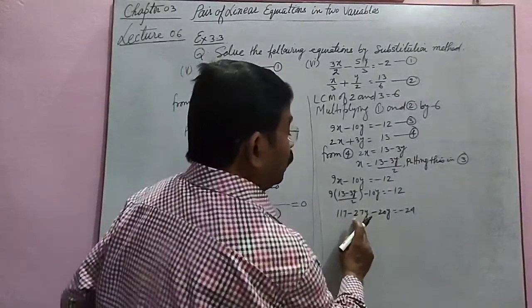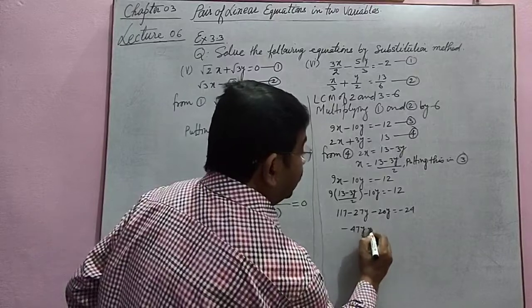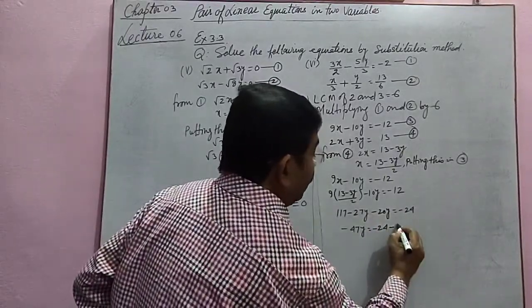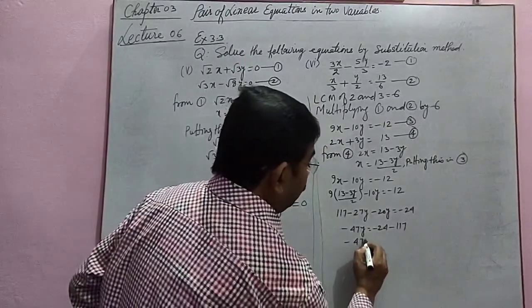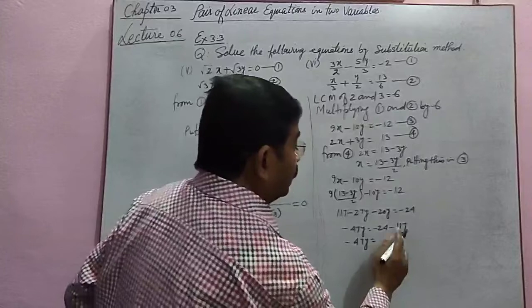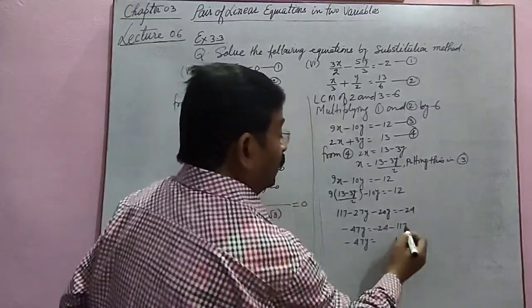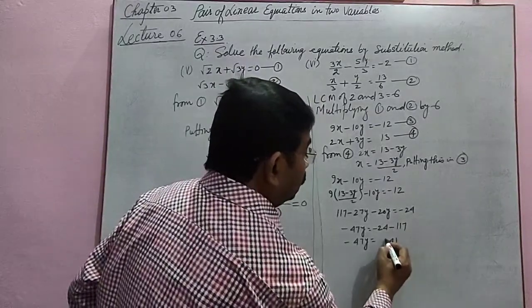See, minus 27 minus 20, minus 47y is equal to minus 24, and this goes this side, minus 117. Minus 47y is equal to, add this, 3 7 and 4 21 11 and 2 and 1 3 1 4 and then 1.